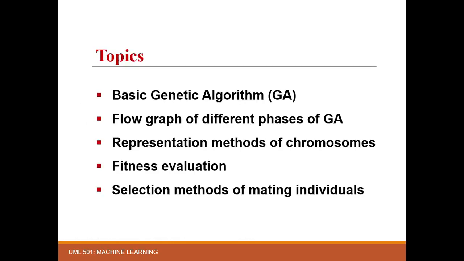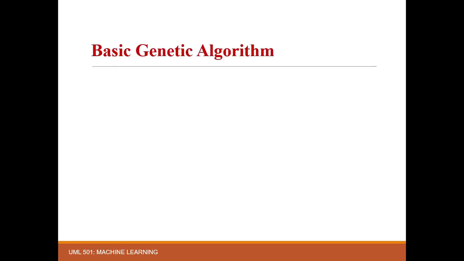These are some of the topics that we have to discuss in today's lecture. Firstly, a basic version of genetic algorithms is explained, followed by a detailed flowchart depicting every step in a detailed manner. Then the different representation techniques of chromosomes are discussed, followed by a detailed discussion on the fitness function and the selection methods based on which the best individuals are selected to produce the next generations in the genetic algorithm.